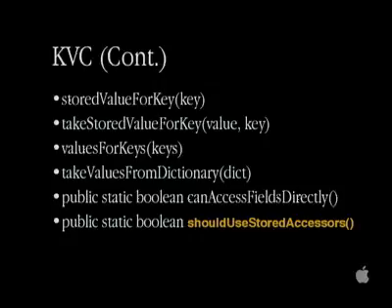valuesForKeys and takeValuesFromDictionary are methods that let you slice and dice between dictionaries and EOs. So you can update your EOs from a dictionary, or you can pull out just pieces of your EO by using valuesForKeys.